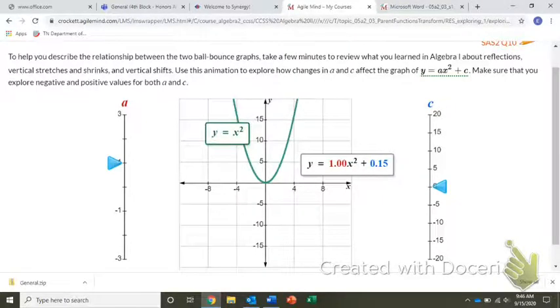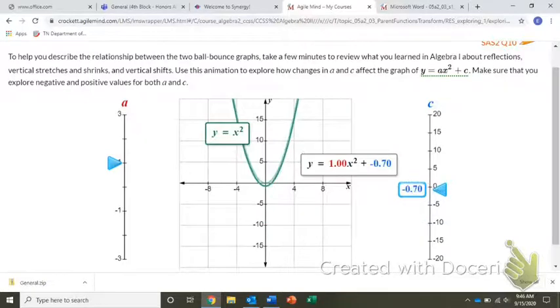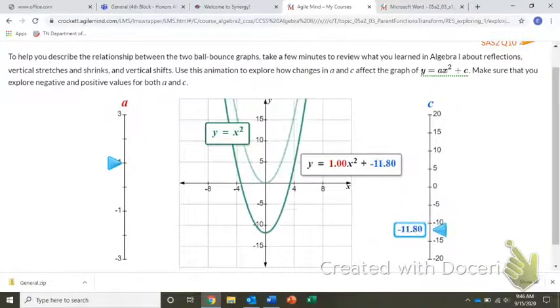So back to C. If C is positive, it just simply goes up. If your C is negative, it simply just goes down. Okay, so that's pretty simple to remember. So if it's going up, we've got a positive C. If it's going down past 0, we have a negative C.